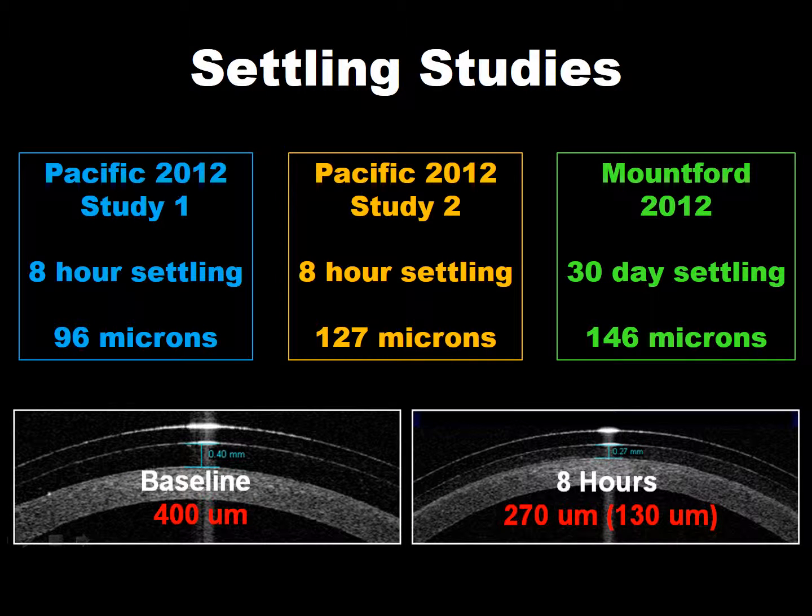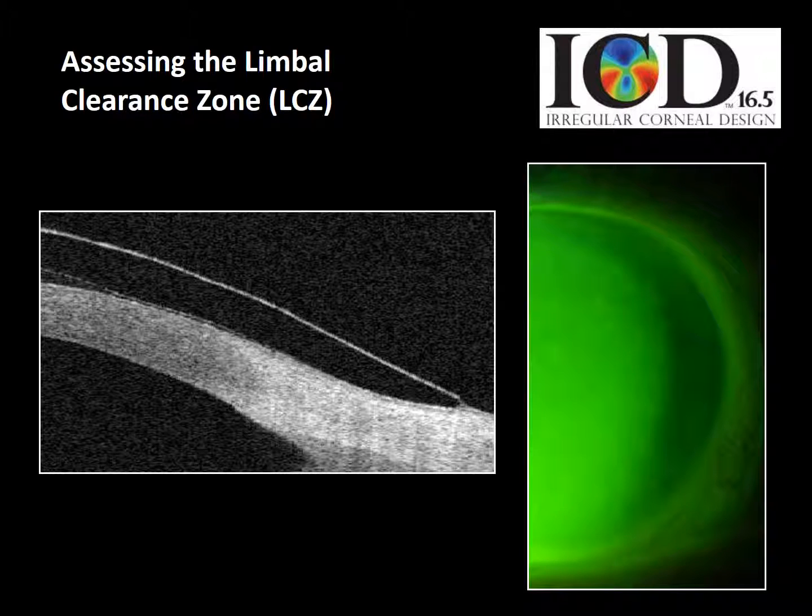There have been numerous studies conducted to work out how much settling is possible with miniscleral lenses. Pacific University conducted two studies in 2012, both over 8 hours of settling. The first one gave around 96 microns of settling into the conjunctiva and the second one 127 microns. John Mountford also conducted a study in 2012 over 30 days and found around 146 microns of settling. And this is why we suggest 300 microns on initial insertion of the first lens to allow cushion for such settling.